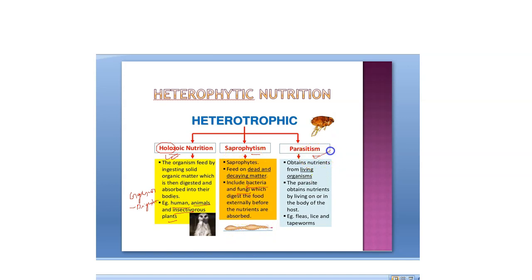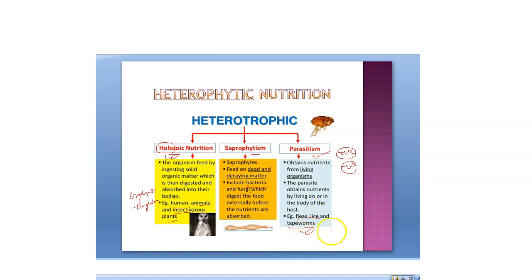Now talking about the parasitic mode of nutrition. What are parasites? Parasites are organisms which depend on other organisms for food. The organism on which a parasite depends is the host. So the parasite-host relation is positive for one and negative for the other. The organism obtains nutrients from living organisms. The parasite obtains nutrients by living on or in the body of the host. Examples of parasitism are tapeworm, flies, lice, etc. So these are the examples of the parasitic mode of nutrition.